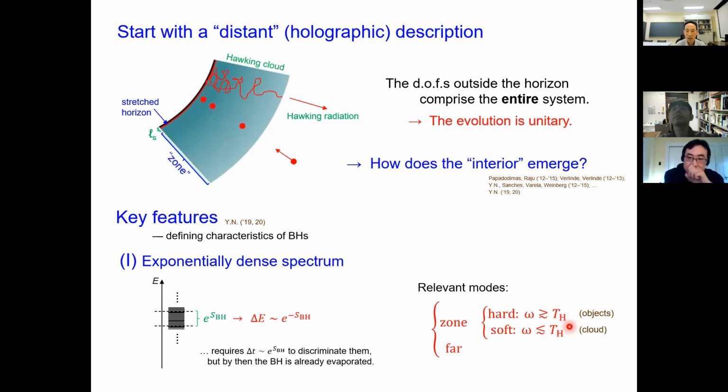I see. And also the spectrum of the soft mode, does the detailed spectrum play any role, or doesn't it matter? No, because almost all soft modes are near here. So the gray body factor or something is really almost negligible. So it's really thermal, and most of the contribution comes from the stretch horizon.